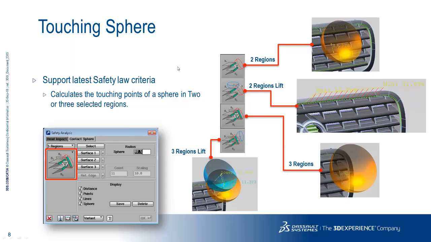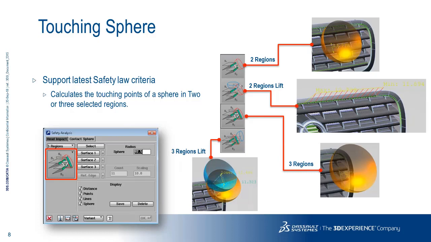So we're going to move into touching sphere. This was a new feature that came in at 2017, and it gave us 4 new options for a touching sphere simulation: 2 regions, 2-region lift, 3 regions, and a 3-region lift. What this means is it was simulating, or providing us with, where a sphere would touch 2 zones, and you could specify a point, and it would give you the depth that the sphere invaded or stepped down below.